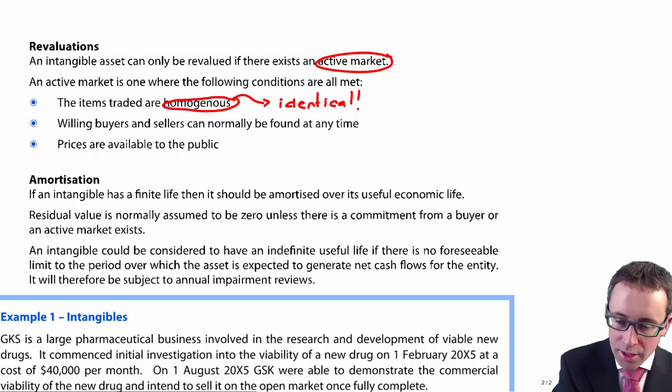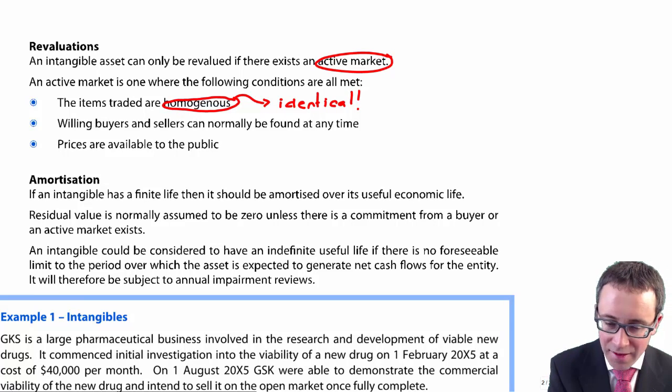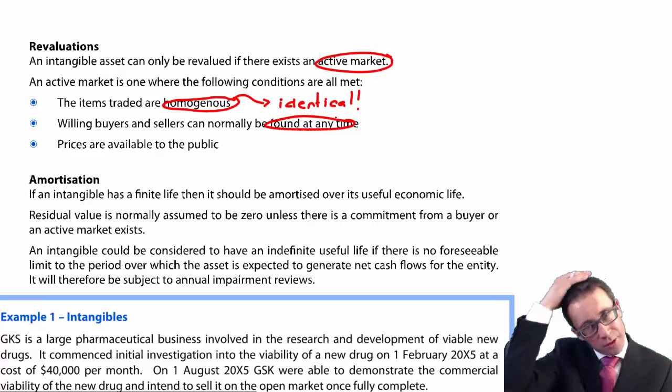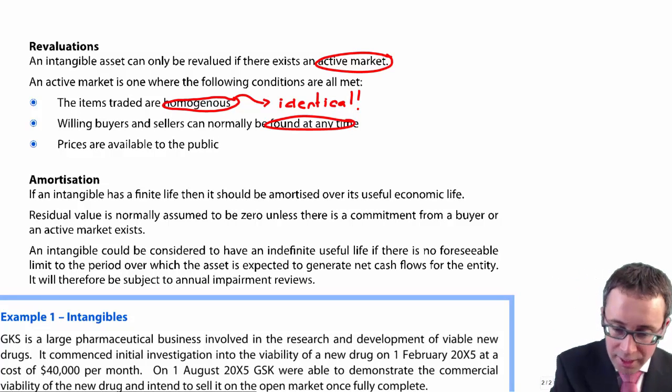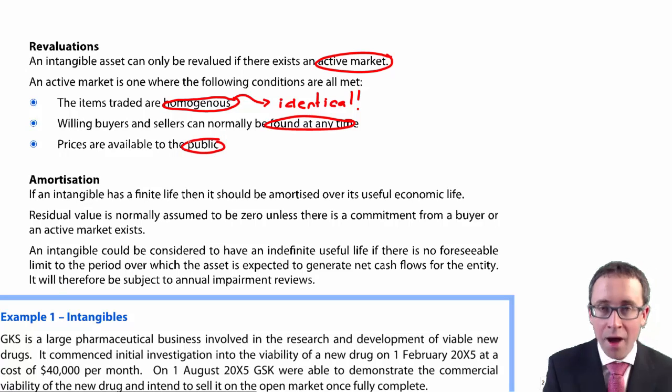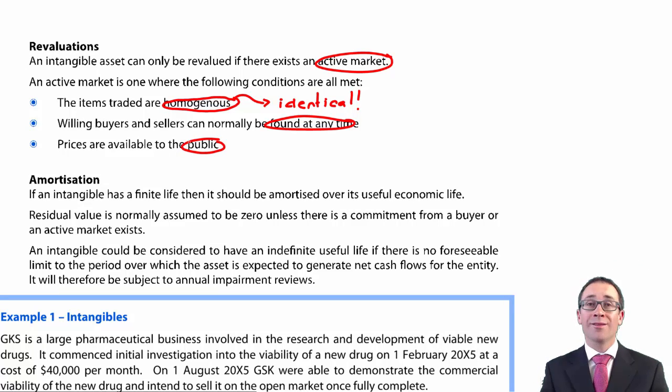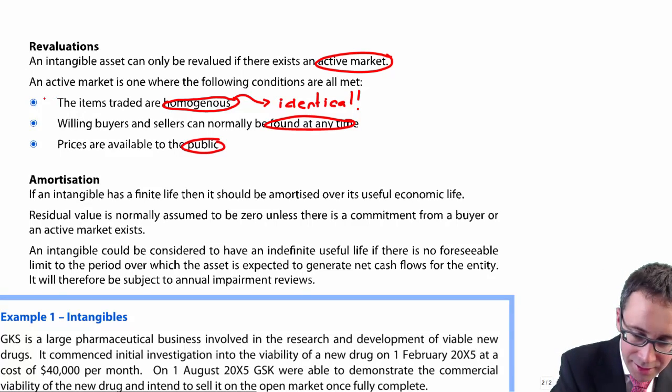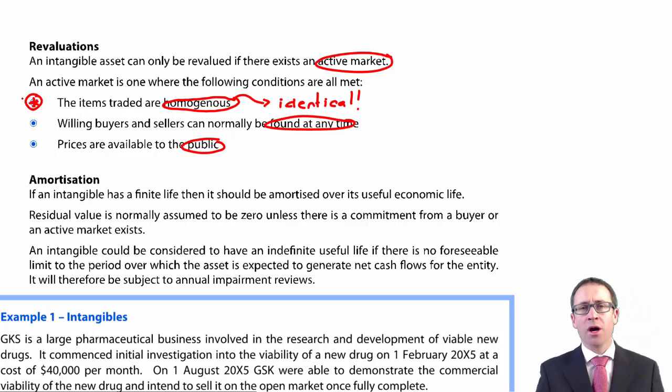Likewise, buyers and sellers can be found at any time. So essentially there is a market that does exist, and the prices are available to the public. It's not a market that's restricted. It's a market that you and I could go and buy the intangible in. The key one, I tend to think, is the top one: the items are identical, because it's very rare that you have identical intangibles.